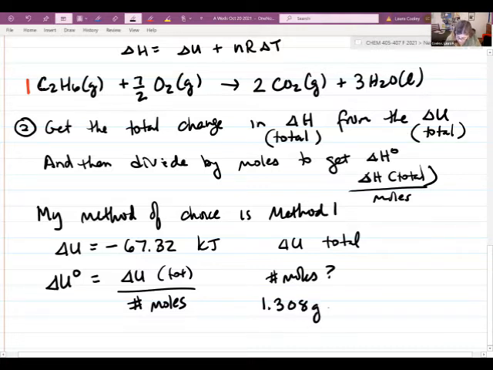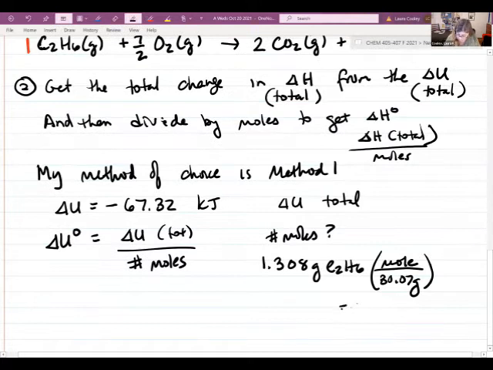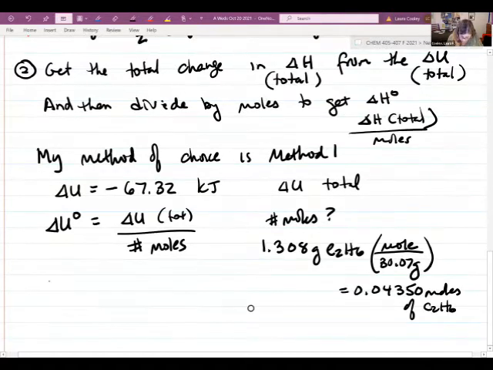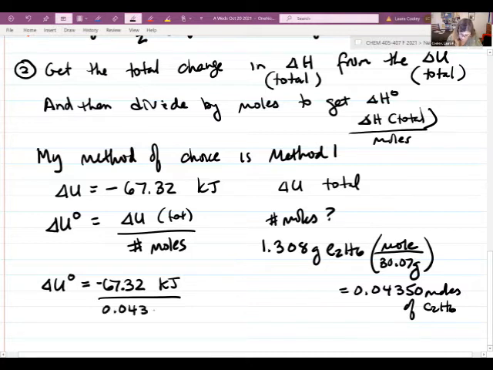So we have 1.308 grams of C2H6 with a molar mass of 30. And so that means that we have 0.0435 moles of C2H6. I wouldn't mind getting another sig fig there. I should have had more. 0.04350, okay? So that's the moles. So now I'm going to find my delta U zero, which is minus 67.32 kilojoules over 0.04350 moles. So now I'm going to have kilojoules per mole, okay?